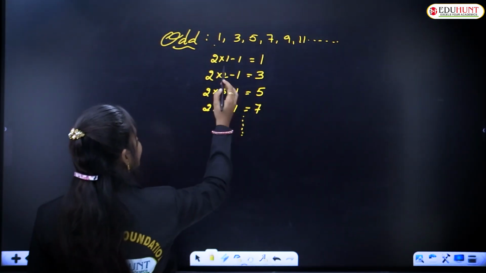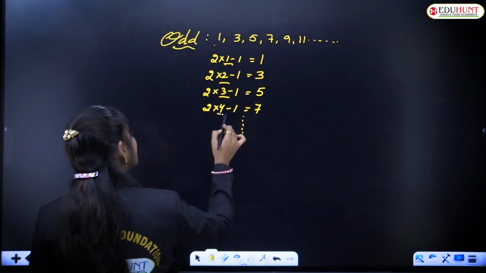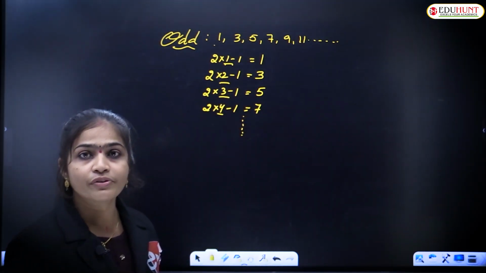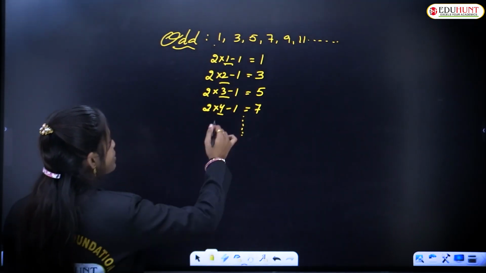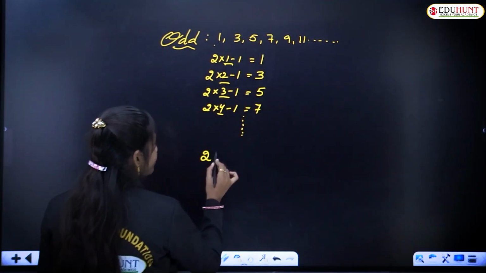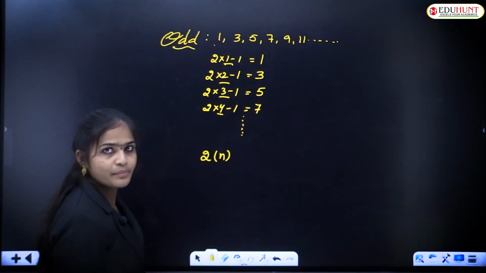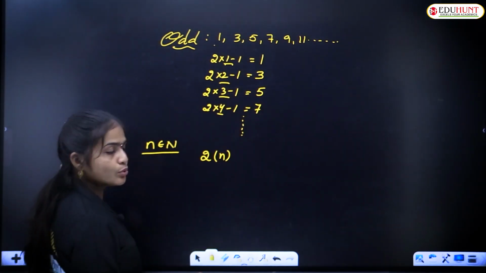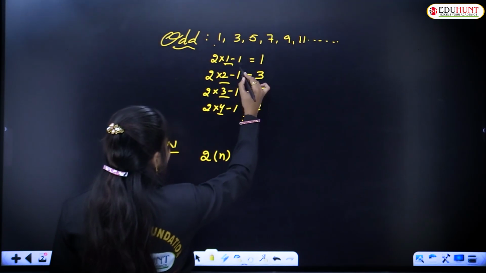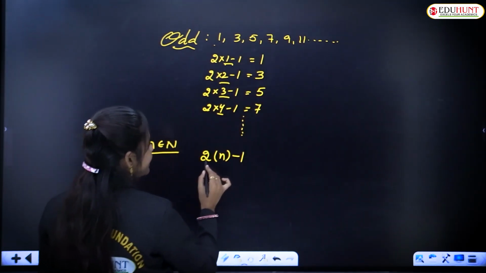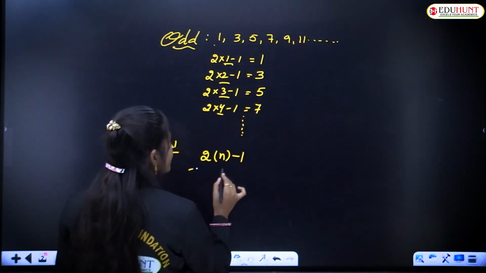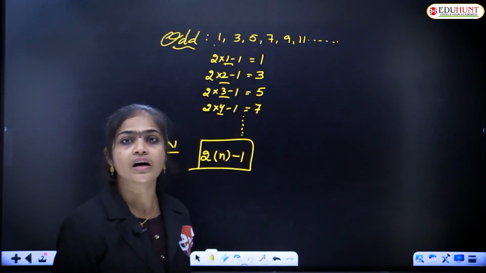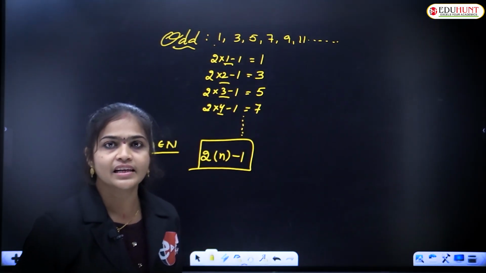Okay, so from this we can again say 1, 2, 3, 4. We know that these are numbers in natural numbers only, no? So these all are again the product of 2 and n. Let it be some n. Here n belongs to N, and 2n minus 1 is common in every step. So we can write it as 2n minus 1. Okay, so this is the general form of odd numbers. General form of odd numbers. Is it clear to you?